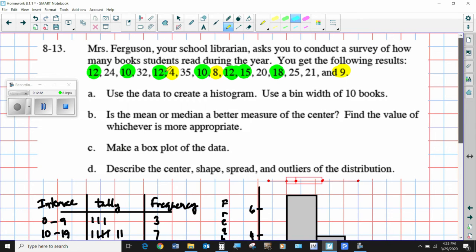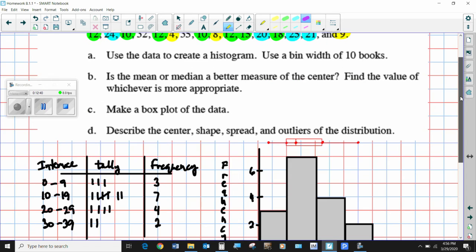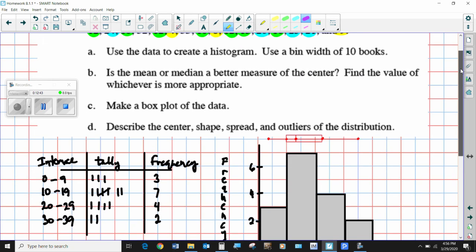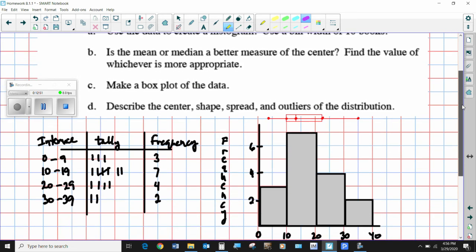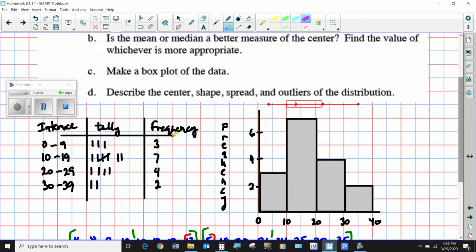And then how many of them are in the 20 range? From 20 to 29, there's 1, 2, 3, 4 of them. And let's see if I got 4 down here, yes. And how many of them are in the 30 to 39 range? That would just be 2 of them. So you could do it this way, but it's just nice to have it all organized in a frequency table so that you can take all of these and transfer them over. So here, this is 3, this is 7, this is 4, and this is 2.